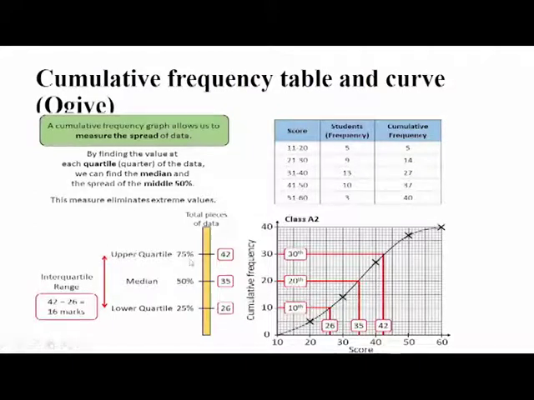Upper quarter, 75% or 3/4, I mean. You get your answer, come here, and then you read your answer. It should be like that.